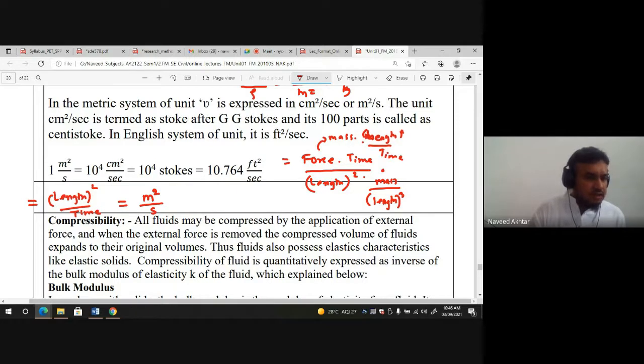And that is 10^4 centimeter square per second, and one centimeter square per second is the stokes. So one stokes is equal to 10^-4 meter square per second.